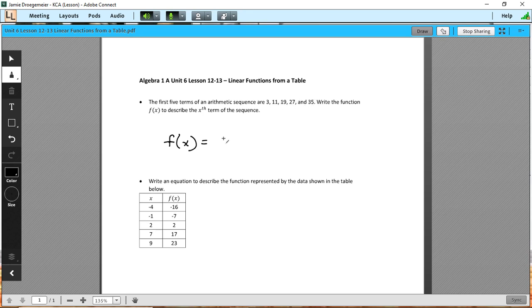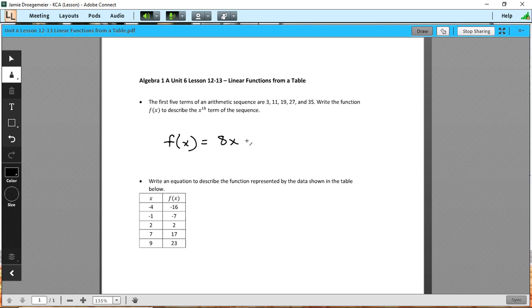And we said that that common difference was going to be our rate of change, or our slope. So 8 times x is going to give us that next term. What we don't have with that then is, how do we get that first term?